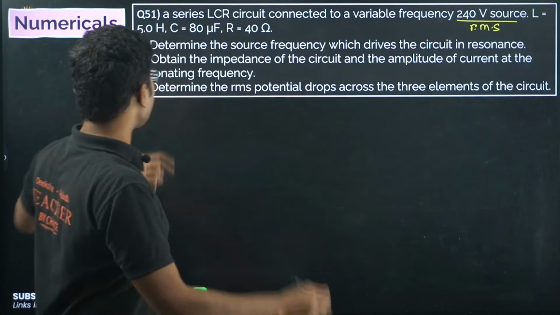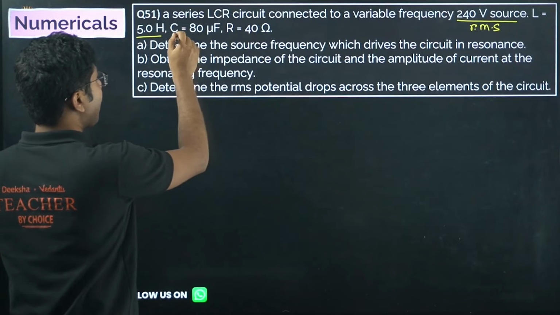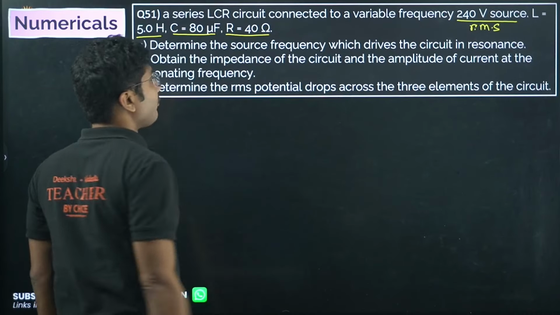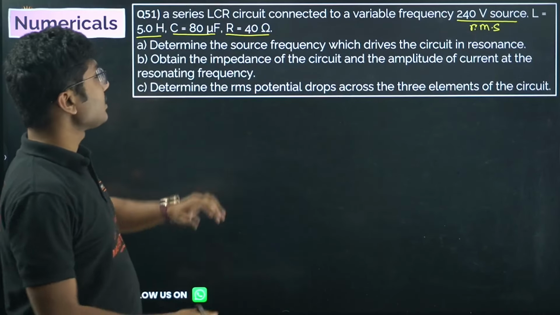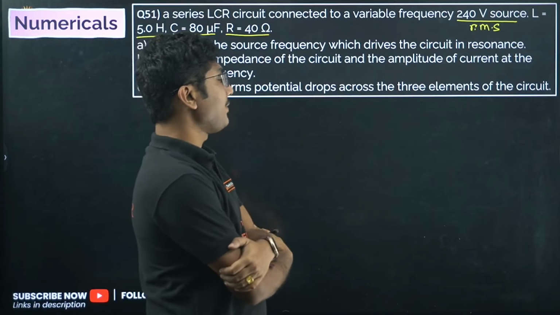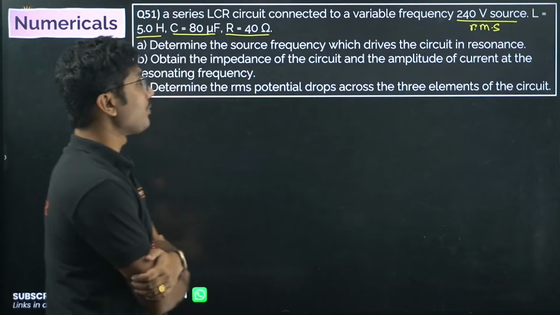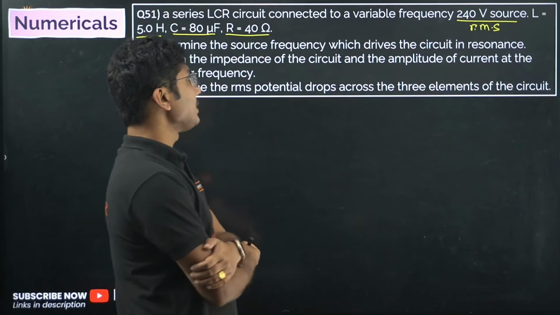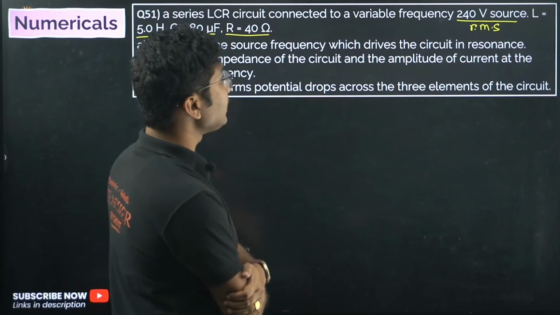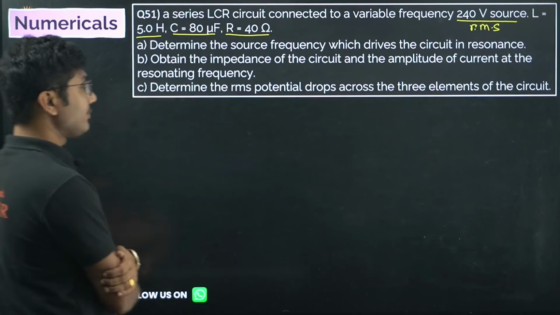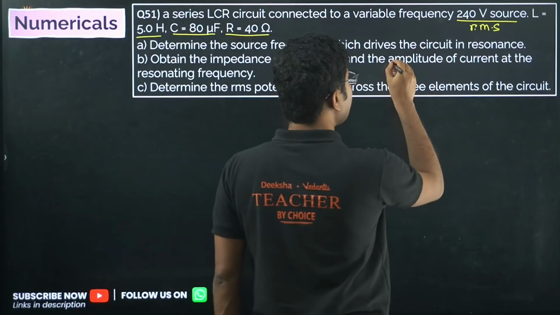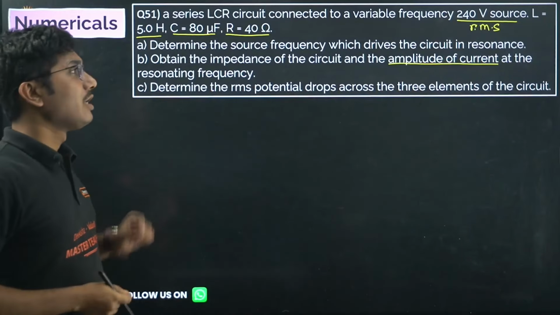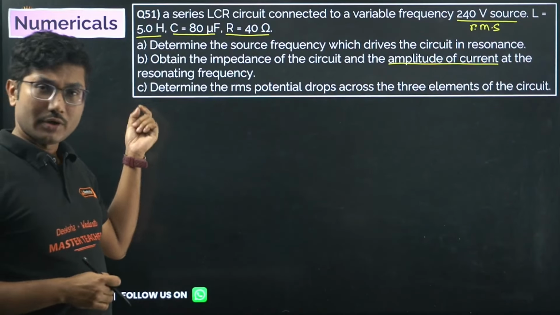L is given as 5 Henry, capacitance is 80 microfarad, and resistance is 40 ohm. Determine the source frequency which drives the circuit in resonance. So first of all, you have to calculate the resonance frequency. Obtain the impedance of the circuit and the amplitude of the current at the resonance frequency. So here you have to calculate the amplitude of the current. Amplitude of the current means maximum current, which is slightly different from the RMS value.